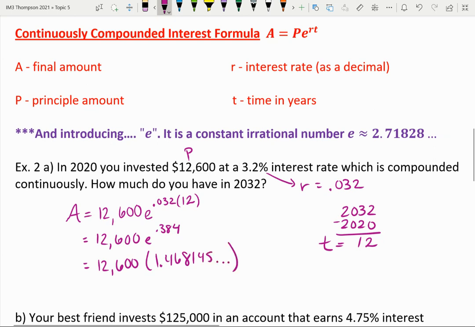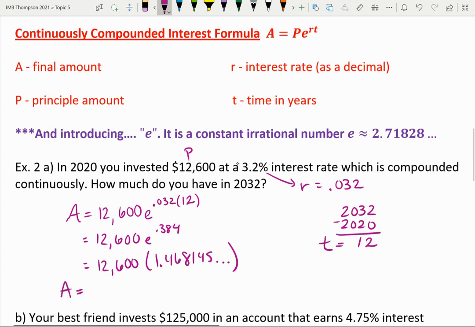You get some irrational number, it doesn't end, even though my calculator only shows like 9 decimal places or whatever, there's more to it. I will always use the exact figure if I can. If my calculator is giving me 1.468145442, and it keeps going, you just can't see it, then I'm just going to hit times 12,600 so that I can keep it as exact as possible. The sooner you round, the bigger your error is going to be.